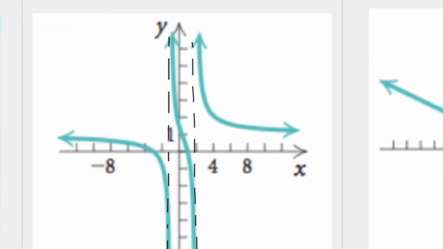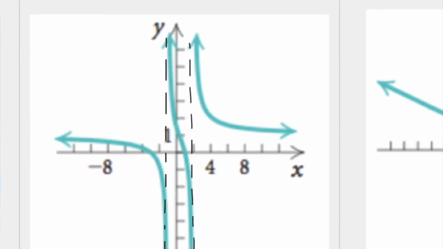You could factor the numerator also if you wanted to, but it would actually show you where the x-intercepts are. It would show you this x-intercept and this x-intercept.